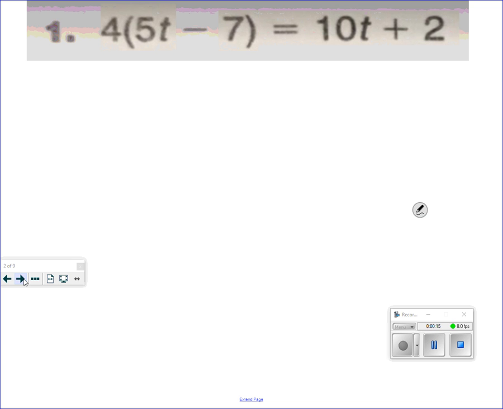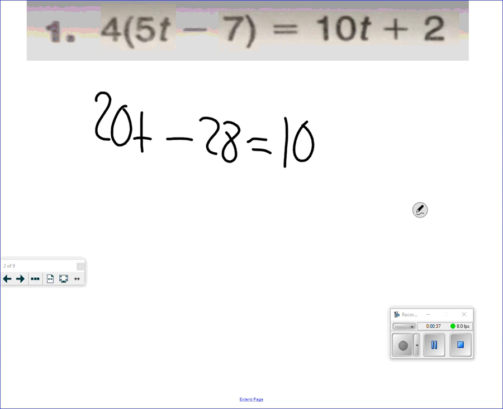We have 4, and then we have in parentheses 5t minus 7, close parentheses, equals 10t plus 2. So we're going to have to multiply these out. So 4 times 5t equals 20t minus 4 times 7, which is 28, equals 10t plus 2. Okay? Well, let's put all the t's on one side.